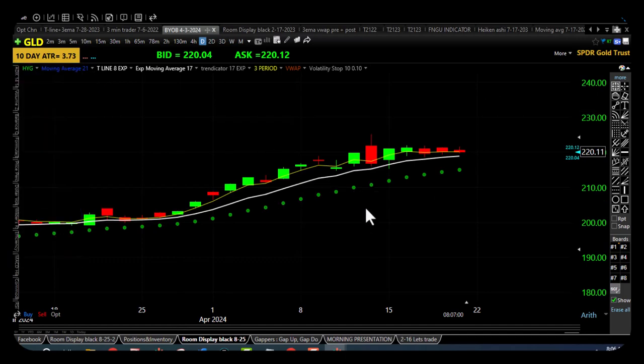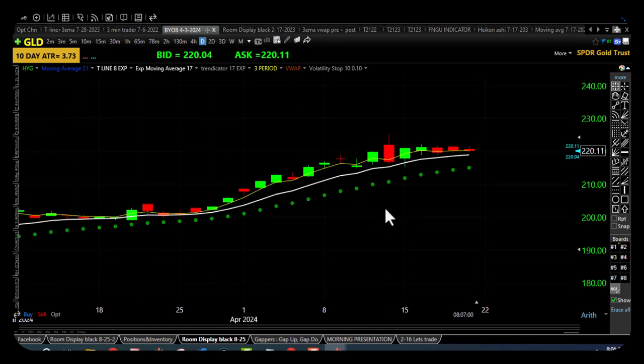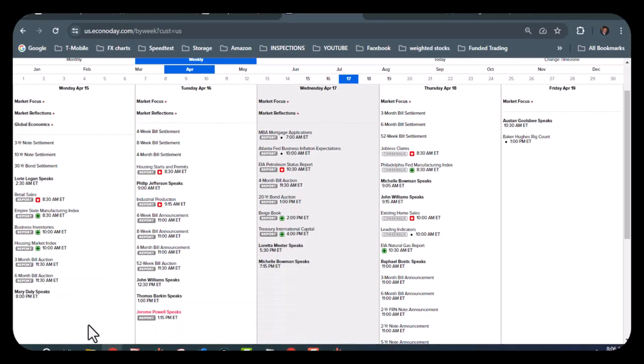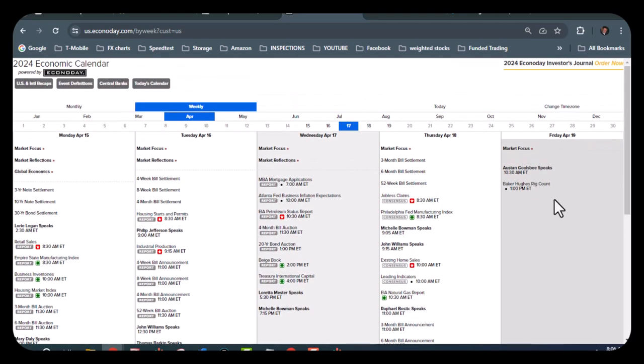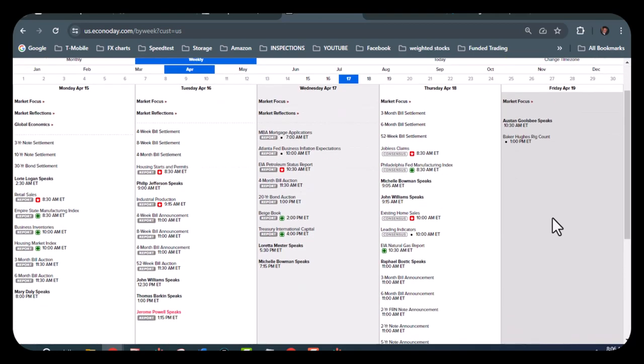That's Fab 5. All right, so now let's take a look at our economic calendar. All right, so here's our economic calendar for today. I got a Fed speaker and a rig count, so nothing happening. We got a clear day so far, but it is options expiration Friday, so we'll see how that plays out.